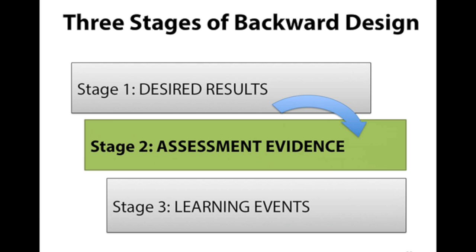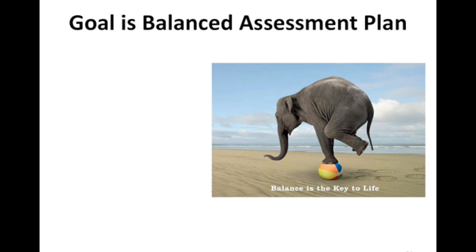Let's move on to Stage 2 and take a look at our assessment evidence. But we do so with a clear understanding of Stage 1, desired results. The understandings are measured through performance tasks, which is why it is so vitally important to take the time for students to be invested in this work. A balanced assessment plan also includes other evidence, such as checklists, multiple choice tests, or writing essays.